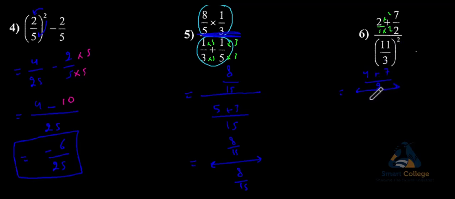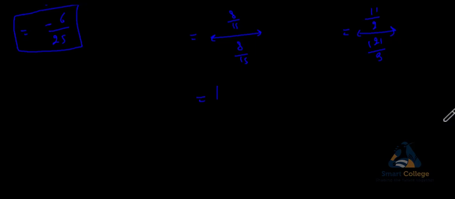So we'll get 11 exponent 2 is 121 over 3 exponent 2 is equal to 9. Now we have 4 and 7 is 11 over 2 all over, this is the main fraction here, 121 over 9. How to solve this one? As we said, we multiply these two numbers and these two numbers. We will get 11 times 9 and 2 times 121.